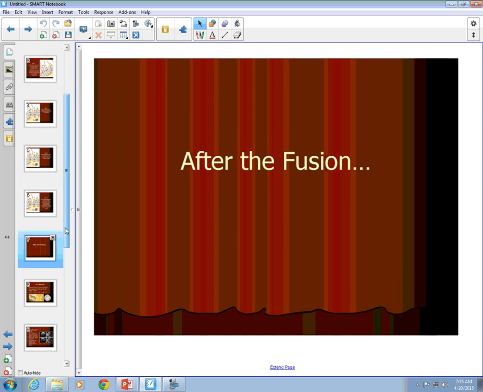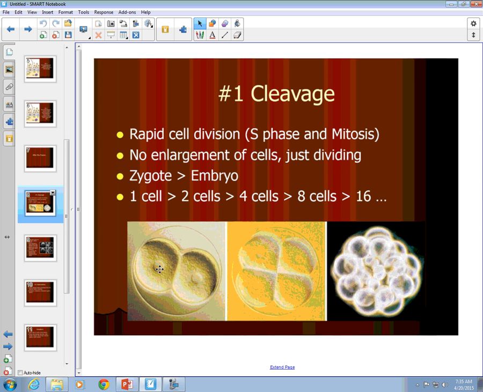Now, after those two cells combine, early stages of embryonic development occur. When the contents of the sperm fuse with the nucleus of the egg, we call that single cell a zygote. It then has the correct number of chromosomes. If we're talking humans, that would be 46 chromosomes.